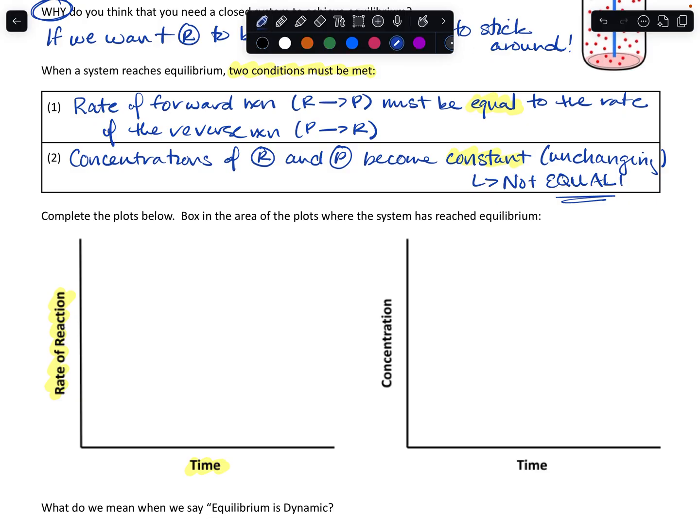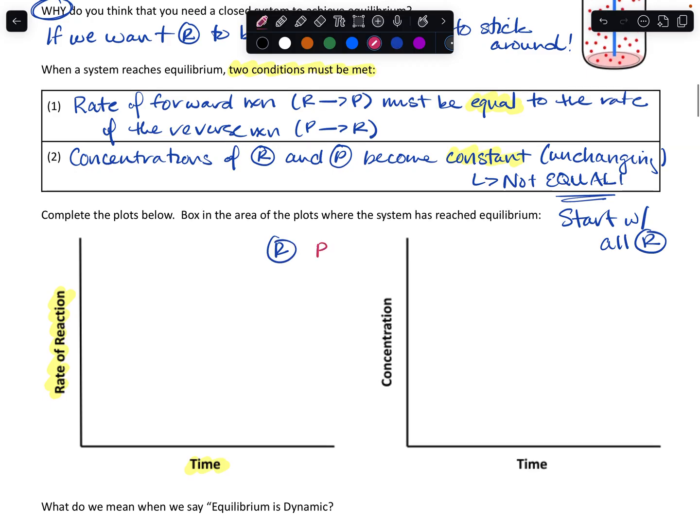And we're just going to assume that we are going to start our reaction with all reactants. All right. So I'm going to use blue for my reactants and I'm going to use red for my products. Initially, I'm going to have a lot of reactants and no products. Now, as the reaction runs, the rate of the forward reaction will be high because I have a lot. And then it's going to start to decrease until it levels out like this.